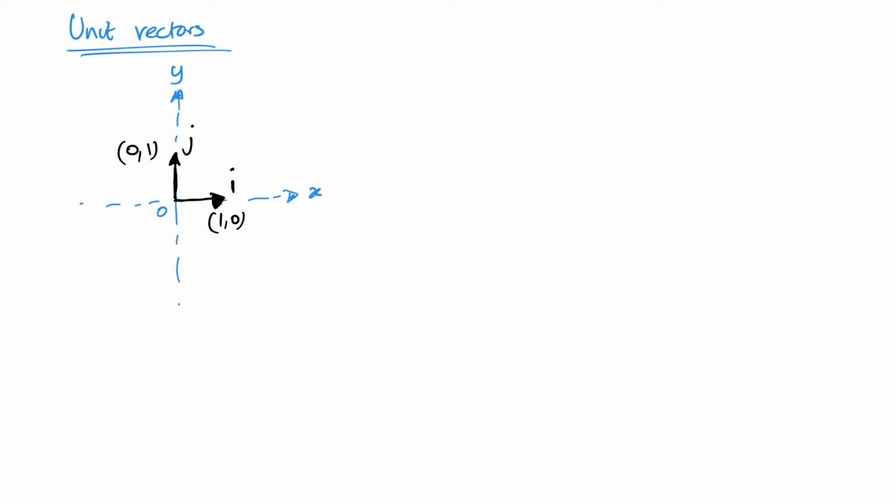So if I think of i in terms of a vector, that would be 1 across 0 up, and j would be 0 across 1 up. If I think of vector c I had earlier, which was -3, 2, this could be written as -3i plus 2j, as it's 3 units to the left and 2 units up.